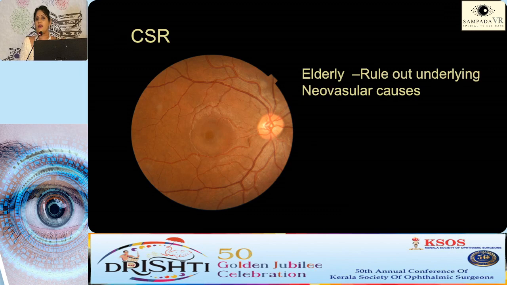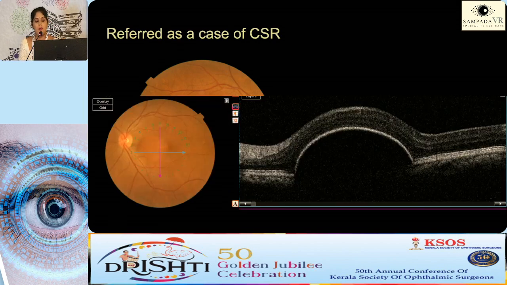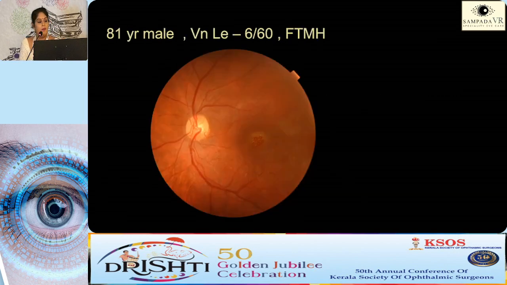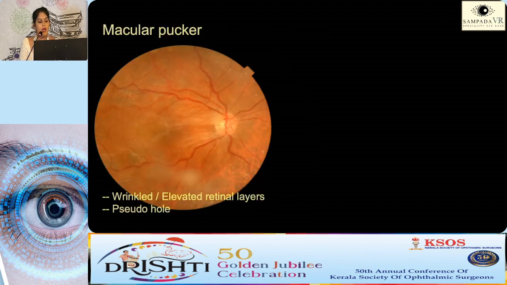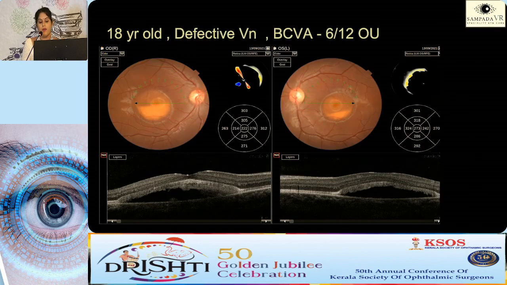CSR, mostly it is blurring or distortion. Mostly we tend to miss it at the initial stages. But in the elderly, when you see such cases, rule out underlying neovascular causes. Now, this was referred as a case of CSR, but this turned out to be serous PED. Now, full thickness macular hole can be correlated with either a macular pucker or a lamellar hole. So, lamellar holes, you can wait, but full thickness macular hole, always refer to a VR surgeon.